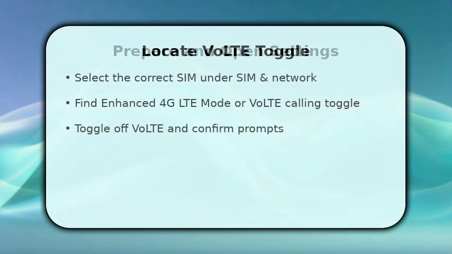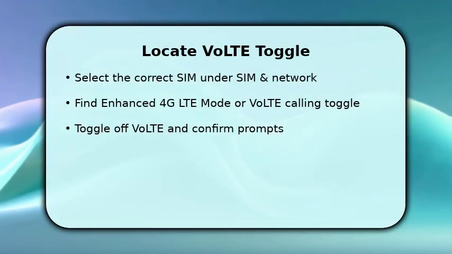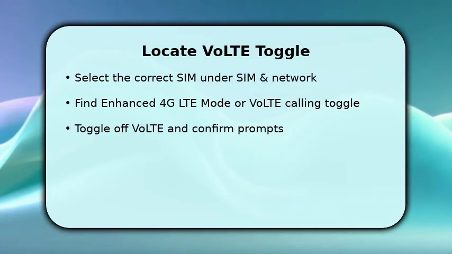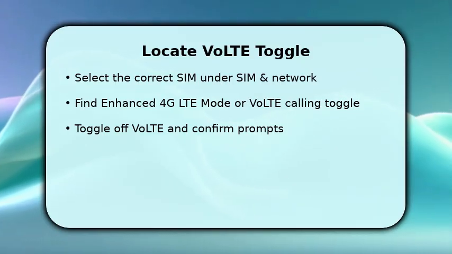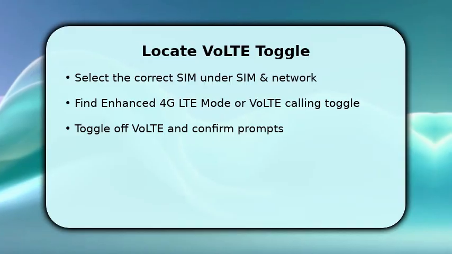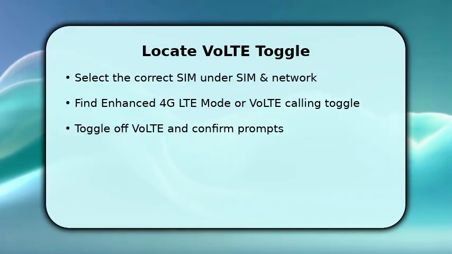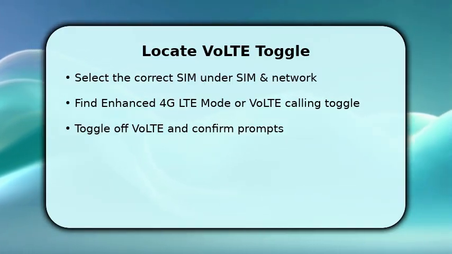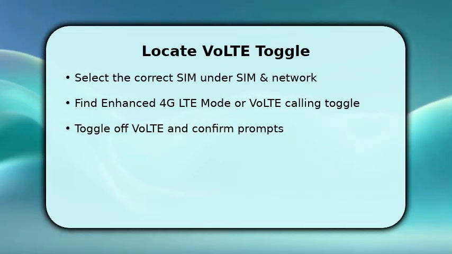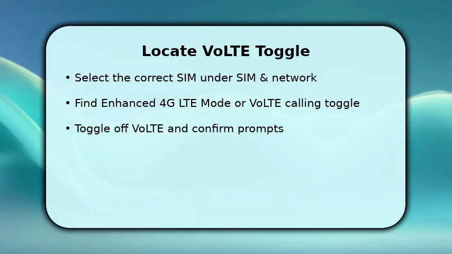Next, select the SIM card you want to adjust. If you have two SIMs, pick the one using data or voice. Scroll to find Enhanced 4G LTE mode or VoLTE calling. MIUI names vary, but this setting controls voice over LTE. Tap the toggle to switch it off. A confirmation may appear or the toggle will slide to show it's disabled.